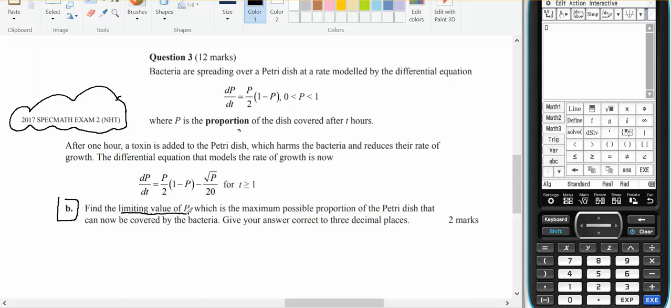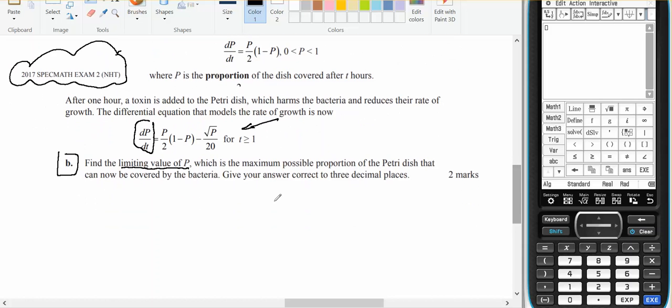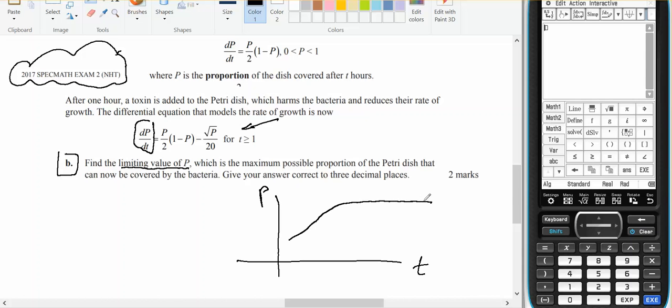P and how we might find what that limiting value is when my differential equation is dP/dt in terms of P. So why might it have a limiting value? If I'm graphing P against t, then P must approach a value and then approach that asymptote. And the asymptotic value, for example, P equals 0.9, would be the limiting value of P.